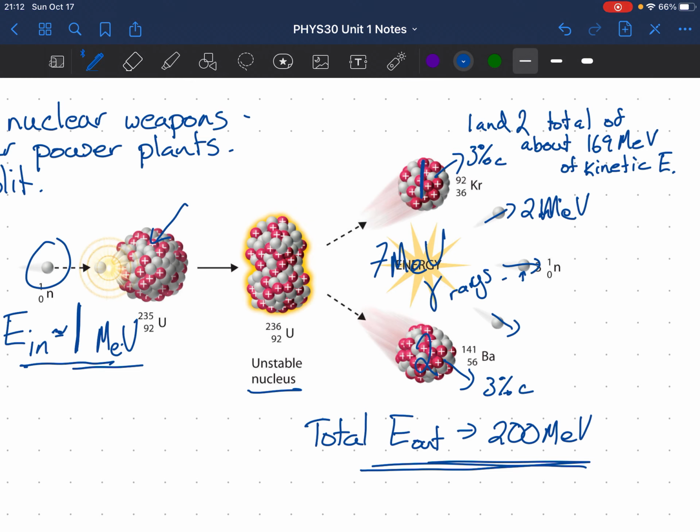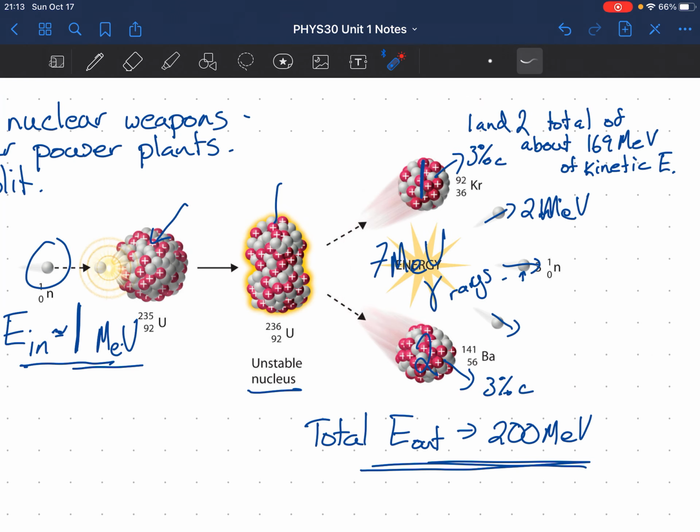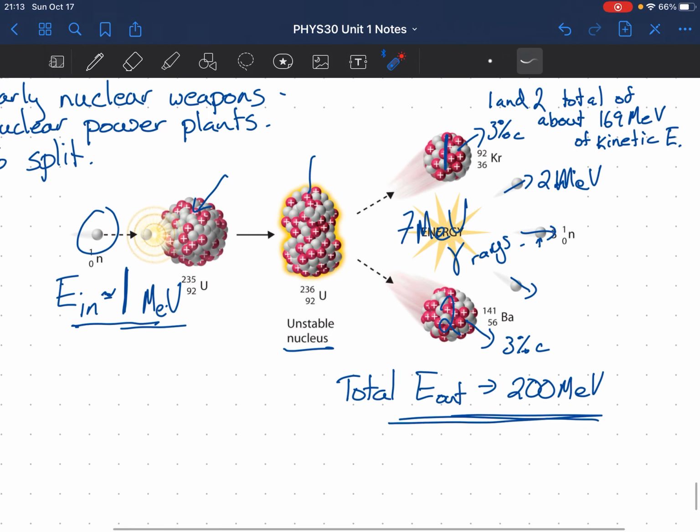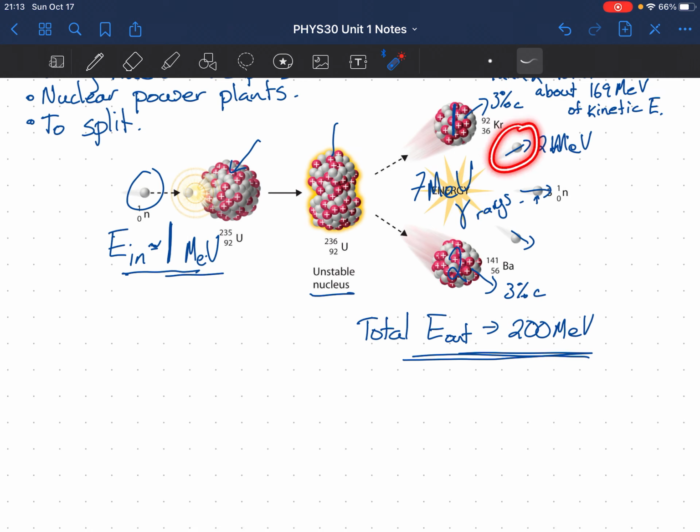So we start with a neutron with 1 mega electron volts hitting a U-235 nucleus, creating an unstable nucleus here. The unstable nucleus decays like this. It releases a krypton, a barium that are traveling fast, a bunch of neutrons that have a lot of energy, and a bunch of gamma rays. Now, all this energy, if you absorb it into something, it can make something very hot very quickly, which is how you produce power with this.